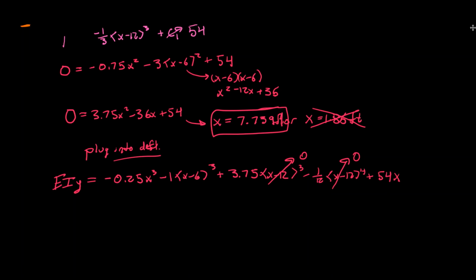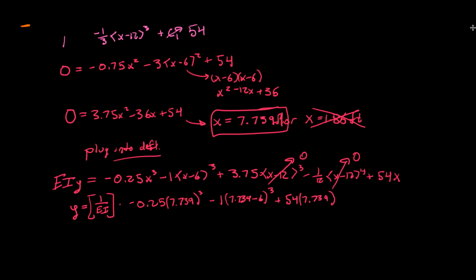So I'm going to move this EI over. I'm going to have y, which is my deflection, equal to 1 over E times I, right? And I'm going to plug in x. So it's going to be 1 over EI times negative 0.25, 7.739 to the third, minus 1, 7.739 minus 6 to the third, and then plus 54 times x, which is 7.739.